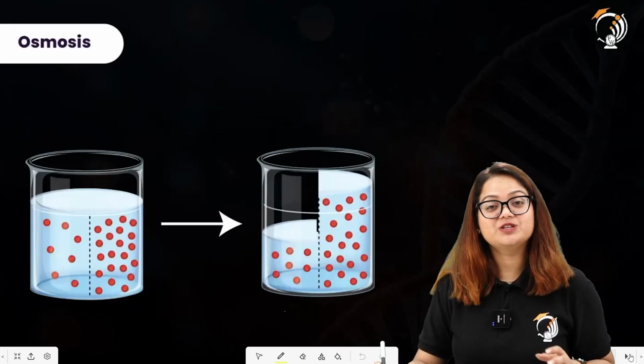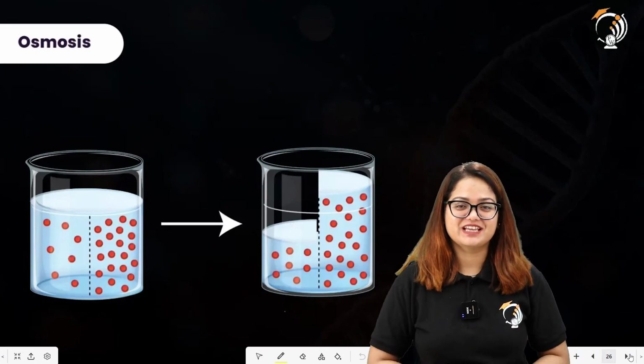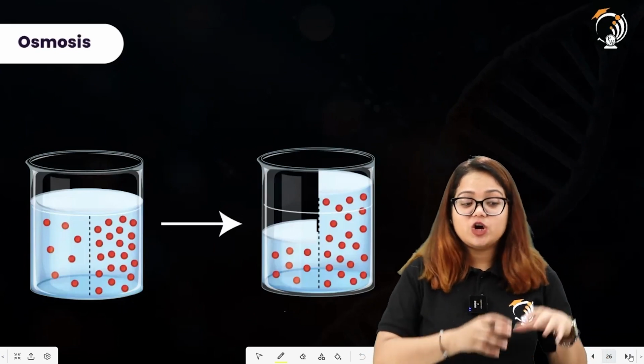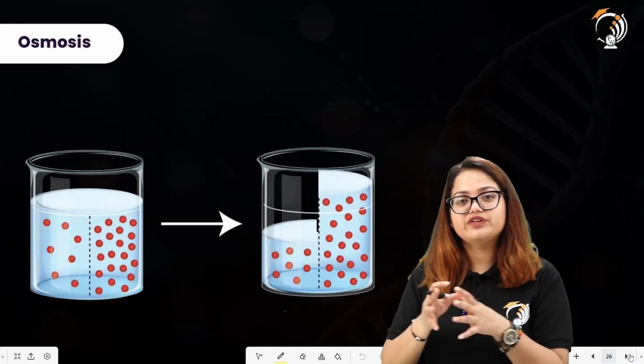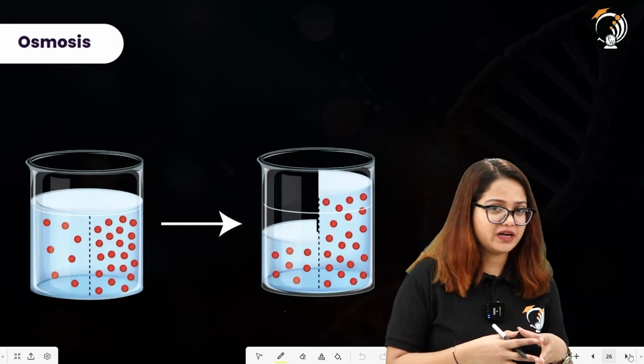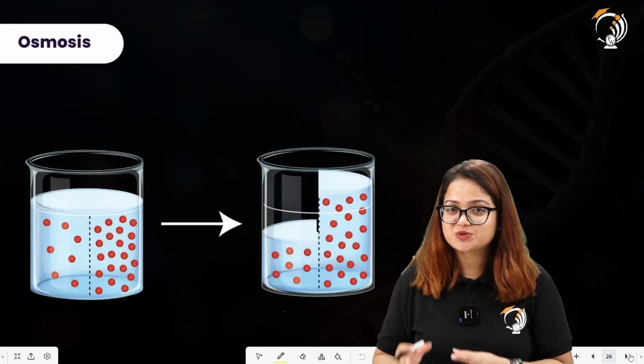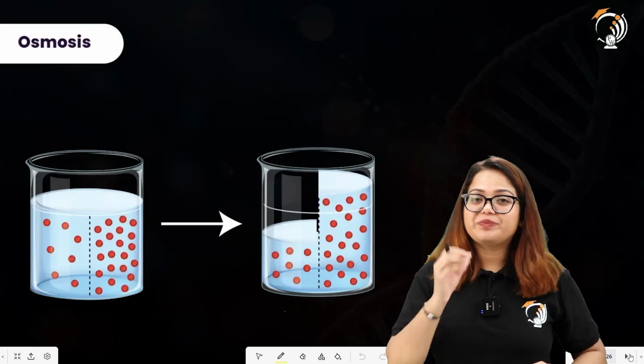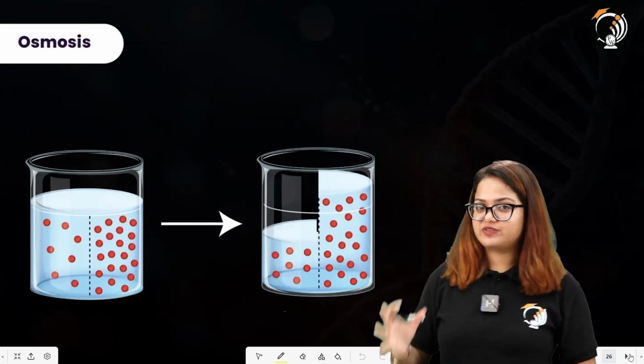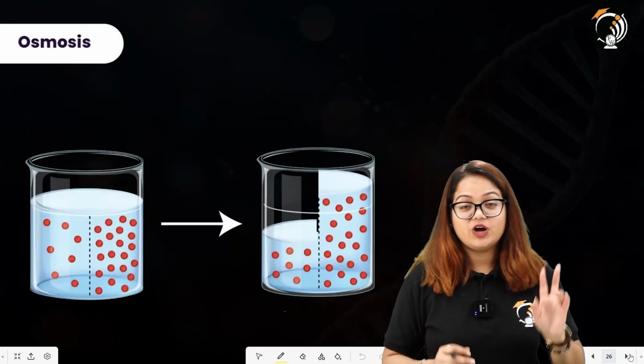Now we have come to another most important topic, that is osmosis. Now what do we mean by osmosis? Osmosis is actually a part of diffusion. But why do we keep another space for osmosis, and why did we not include osmosis in diffusion? So basically osmosis is a type of diffusion. This is the first point.